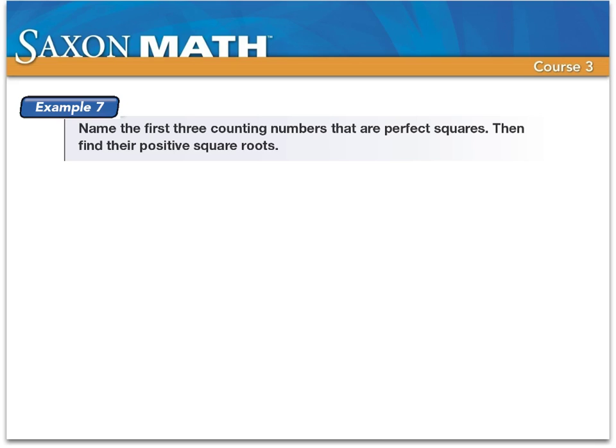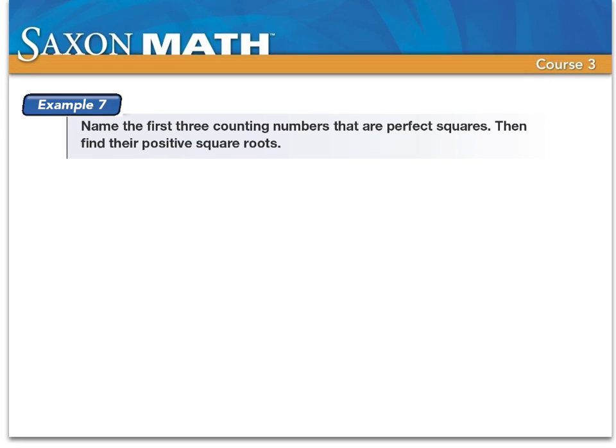Okay, the next example says to name the first three counting numbers that are perfect squares, then find their positive square roots. Okay, so I gave you that list. The first three counting numbers, remember 0 is not a counting number, that are perfect squares are 1, and then 4, and then 9. That's why I gave you the chart.